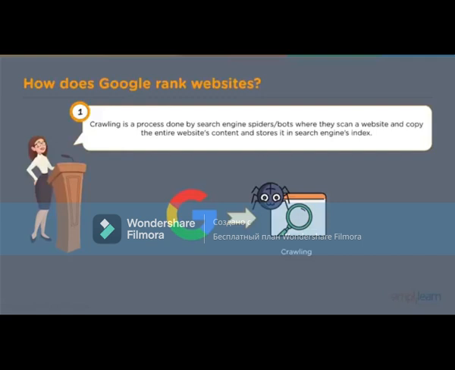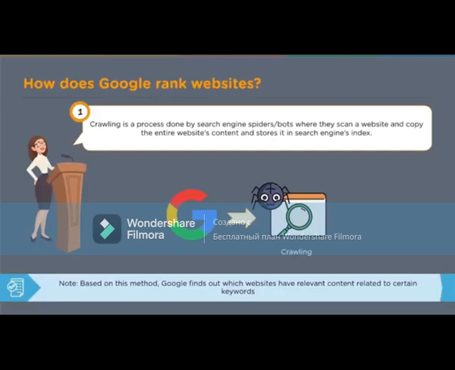And when they crawl them, basically they're going to take that content and store it on their servers so it's available in their index. So based on this method, Google finds out which websites have relevant content and which ones don't based on certain keywords that are typed into Google.